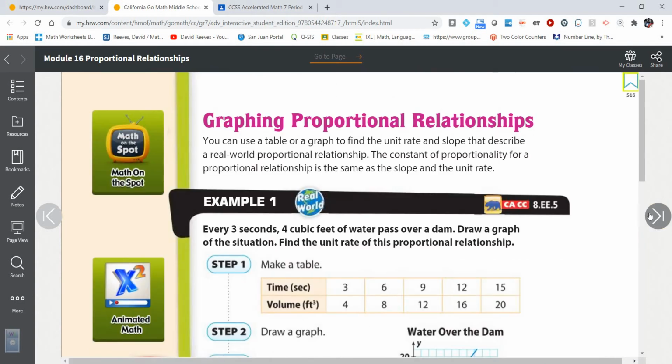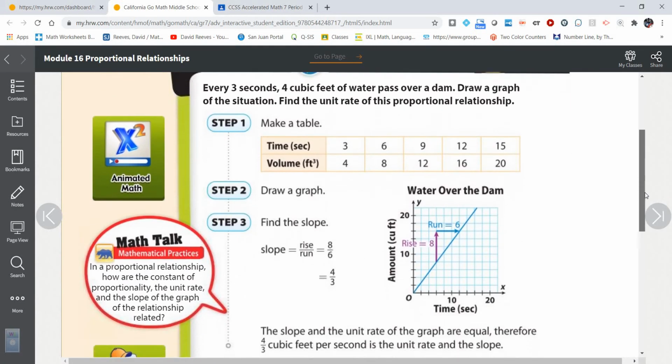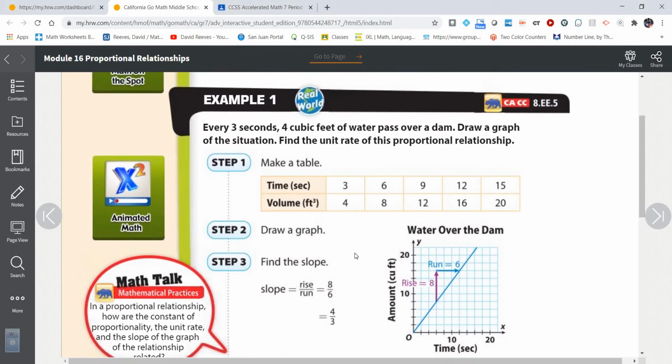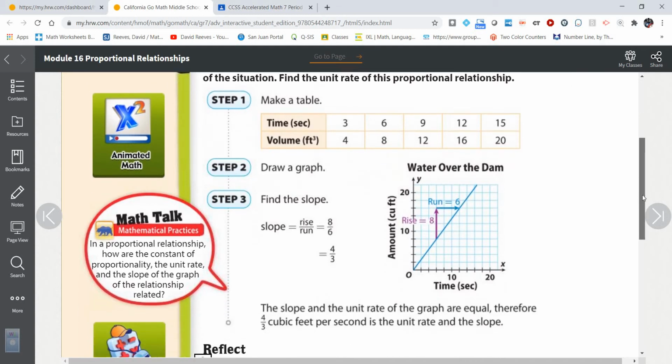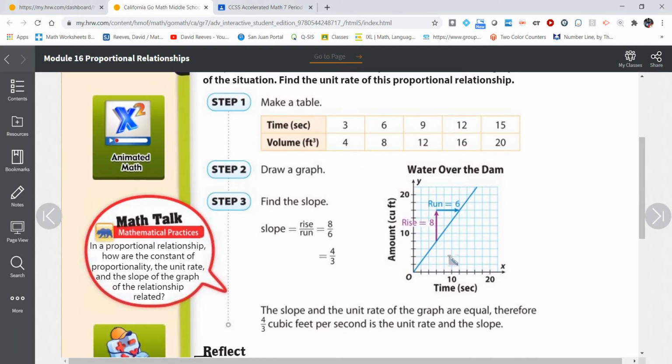So one of the things that they're going to ask us to do is they're going to ask us to make some comparisons here. Here's just another example, right? You can see here we have the table, and they actually asked us from the table to make the graph. So that's what I did in the previous video. We started with the table and then we made the graph.